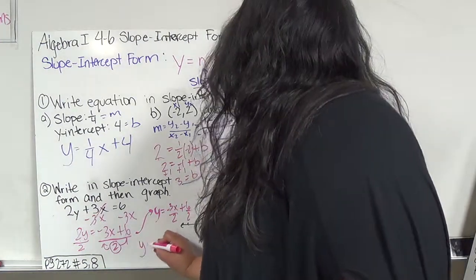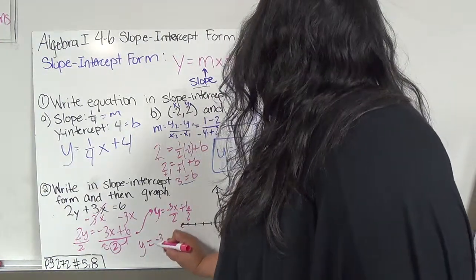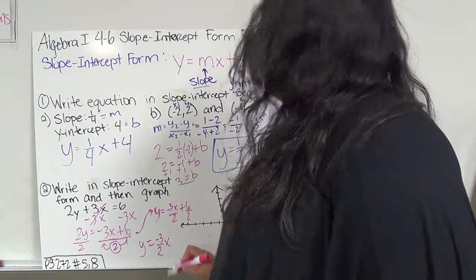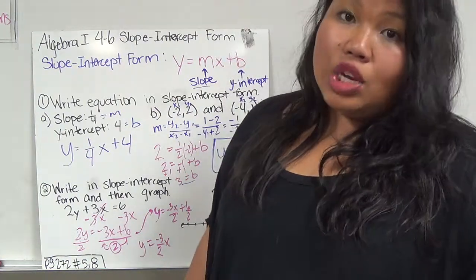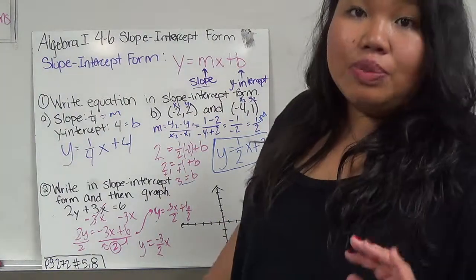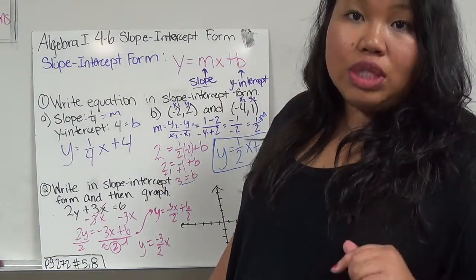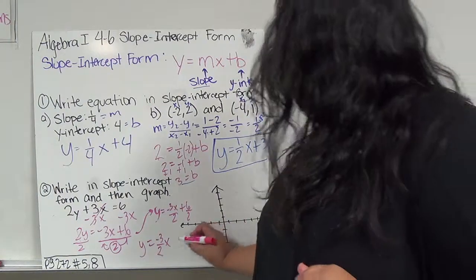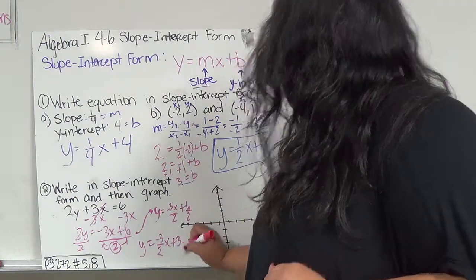So, negative 3 over 2, we're going to leave as negative 3 over 2. Because I'm solving using this, I don't want a decimal. I want to leave it in the fraction, even though it's an improper fraction. And then 6 divided by 2 is positive 3.